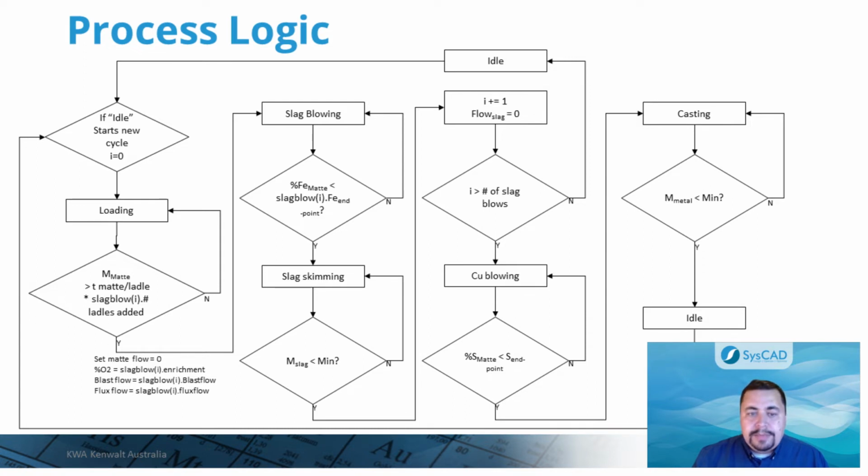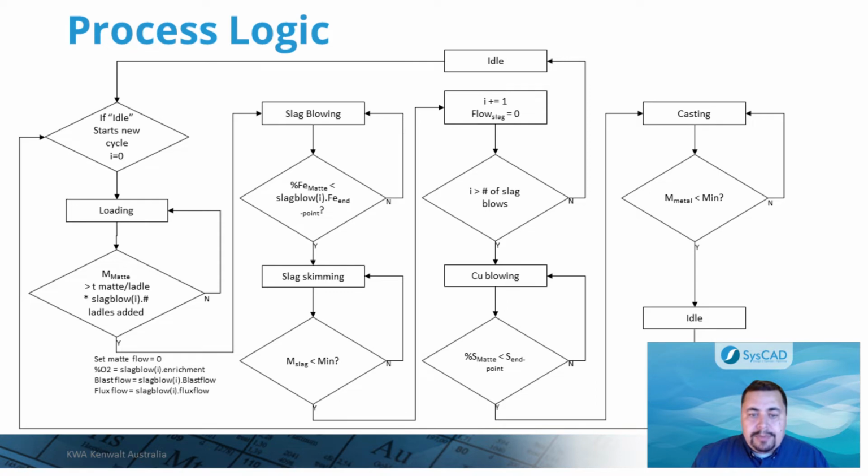The initial mat composition used in this example is such that both slag and copper blows are required. In this case, containing approximately 12.3% iron and 65.1% copper by mass. For example, the first slag blow was set to receive 3 matte ladles, followed by 2 and 1 ladles for the second and third slag blows respectively.